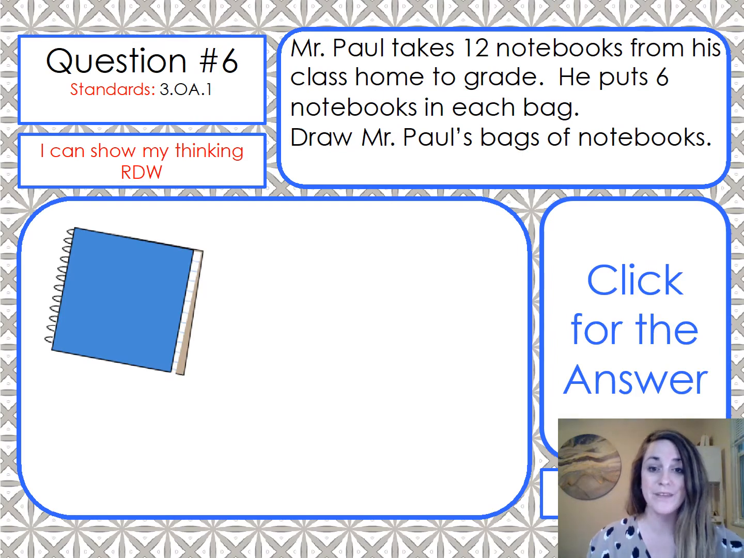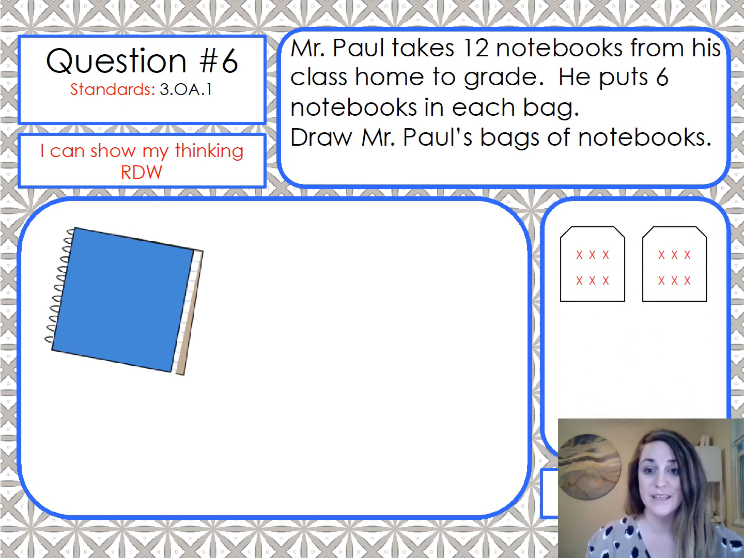Question 6. Mr. Paul takes 12 notebooks from his class home to grade. He puts 6 notebooks in each bag. Draw Mr. Paul's bags of notebooks. Here we go. We skip counted by 6. We put 6 in one bag and then circled it because there are 6 in each bag. Then we added another 6 and circled it because there are 6 in each bag. 6 plus 6 equals 12. 6, 12. So Mr. Paul only has 2 bags of notebooks.